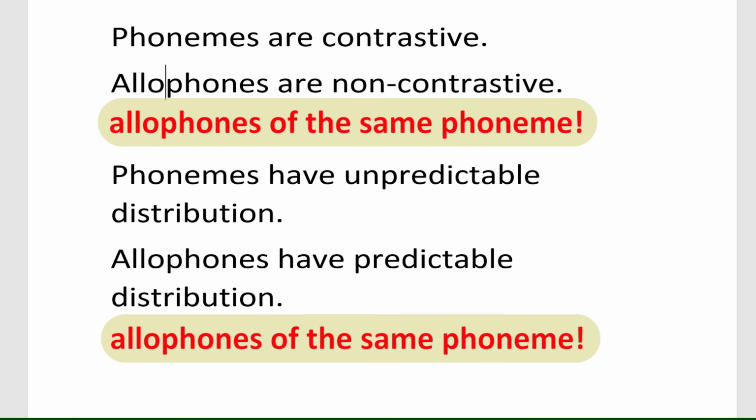Phonemes are contrastive, allophones are non-contrastive. Phonemes have unpredictable distribution, allophones have predictable distribution.